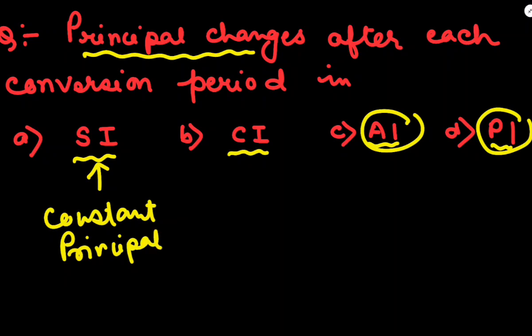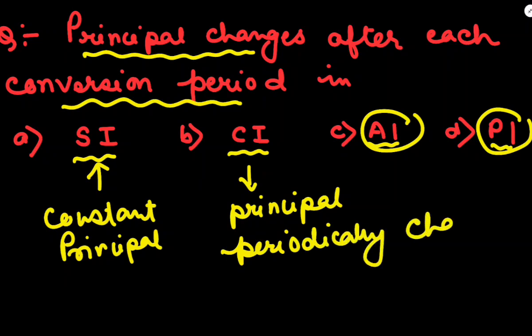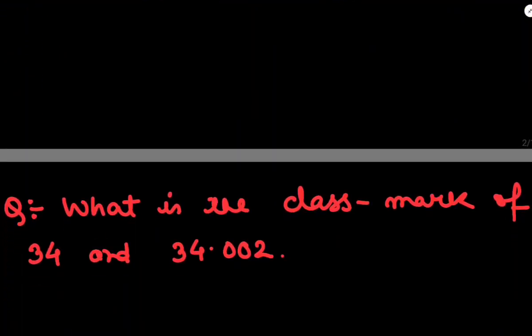But in CI, after every conversion period, meaning annually that is 1 year, half yearly or semi yearly means 6 months, like that. So in CI the principal periodically changes. So principal periodically changes in SI. Sorry, CI. So the correct answer is B, CI. Easy. Moving on. Next question.